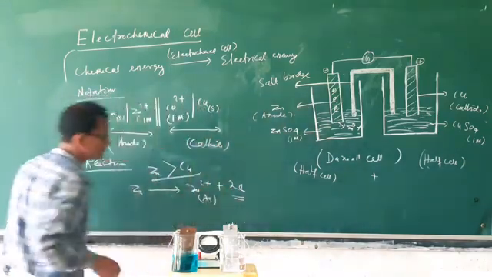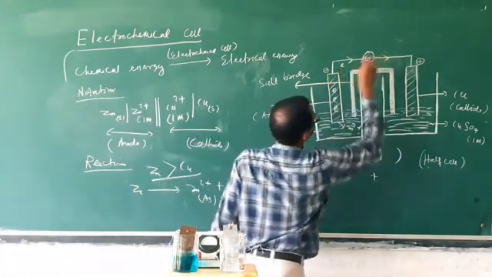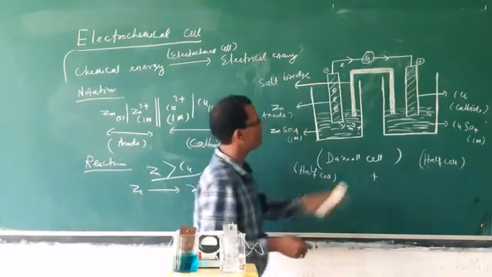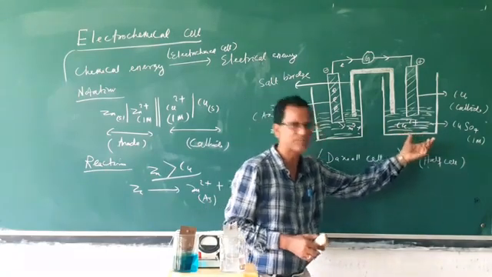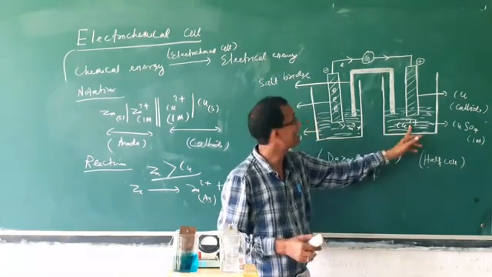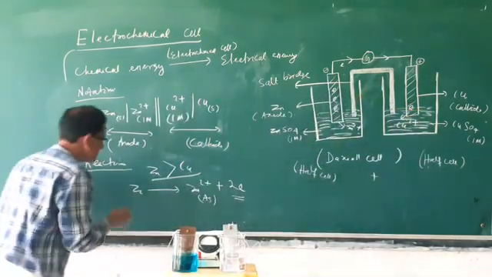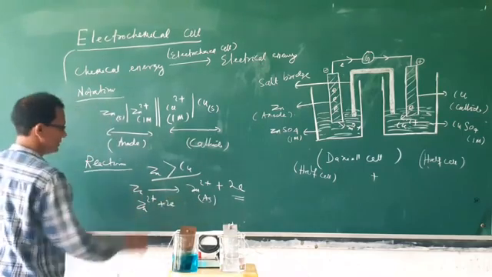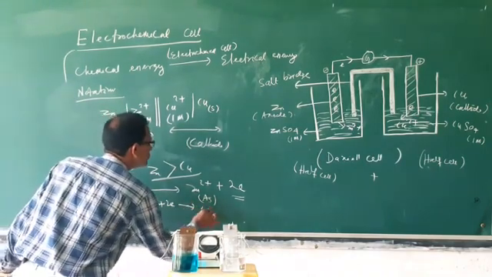The electrons produced by the zinc move through the copper wire and are taken by the copper ion in the cathode. In the cathodic half cell, the copper half cell where copper ion is available, that copper ion accepts the electrons produced from the zinc. So Cu2+ gains 2 electrons and changes to copper.